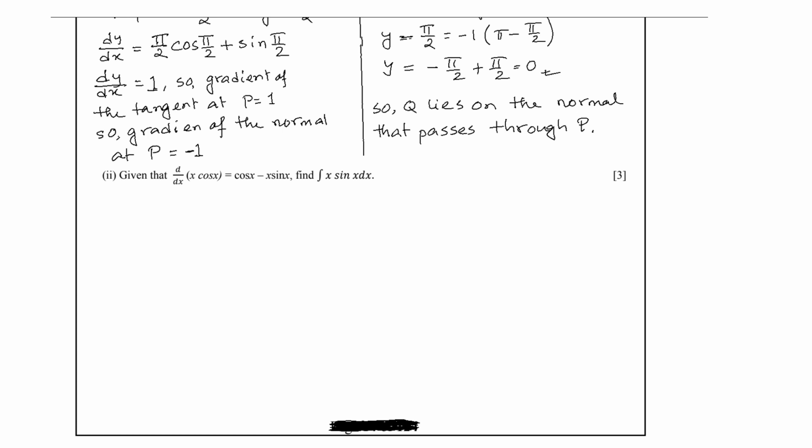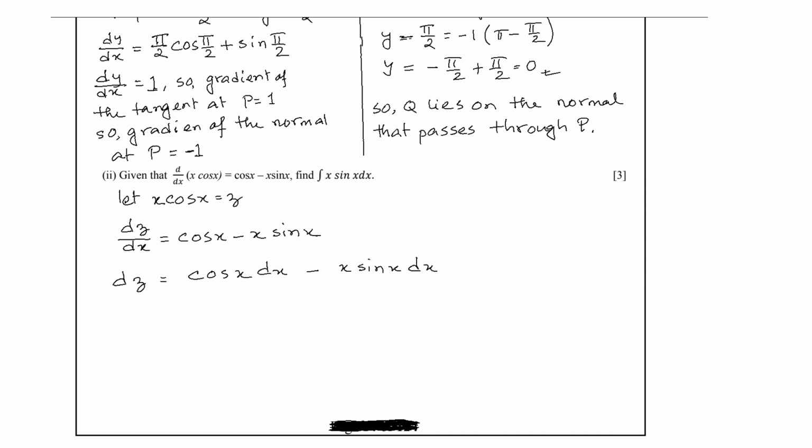So let's assume that x cos x is z. So let's write x cos x equals z. So we can write dz over dx equals cos x minus x times sin x. Now let's multiply the dx with the entire equation. We can write dz equals cos x times dx minus x times sin x times dx.